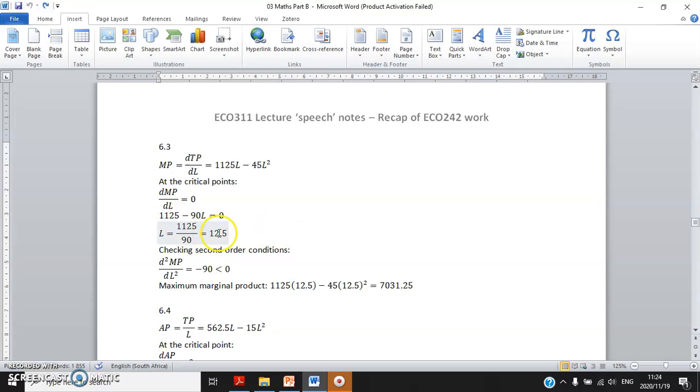Then I need to make sure that indeed it is a maximum turning point. So I have to derive the second order derivative. You will get minus 90. Indeed negative. So it means when labor is 12.5, marginal product is maximized. Then the last thing I have to do is to substitute this labor quantity 12.5 into the marginal product equation. Then I would know my maximum marginal product amount.